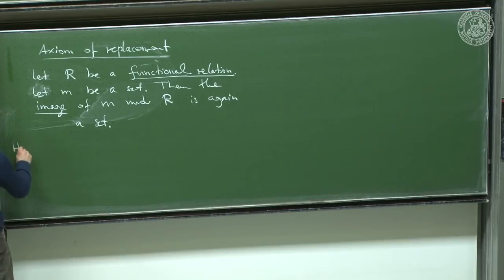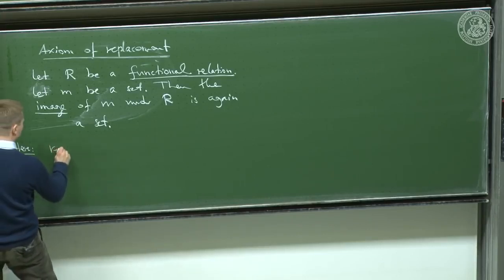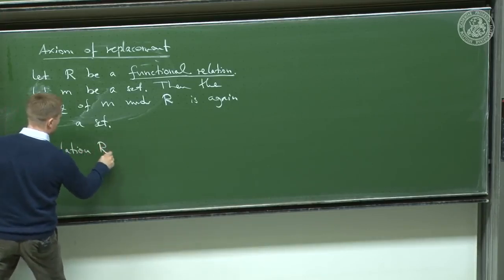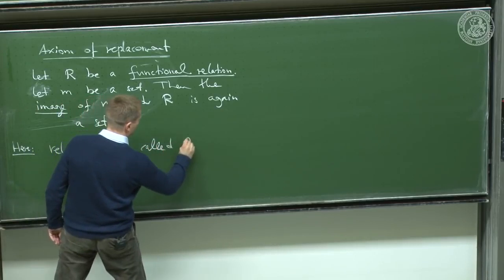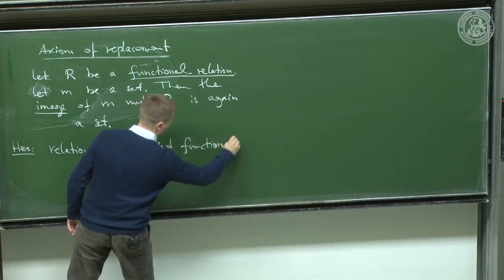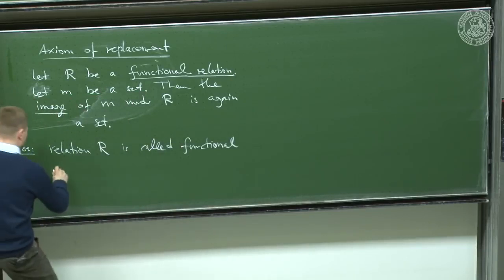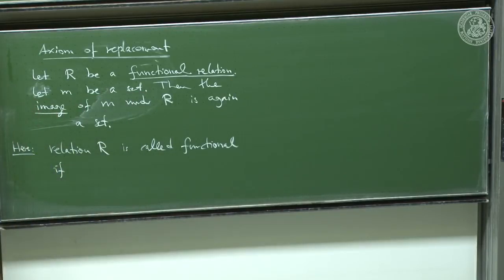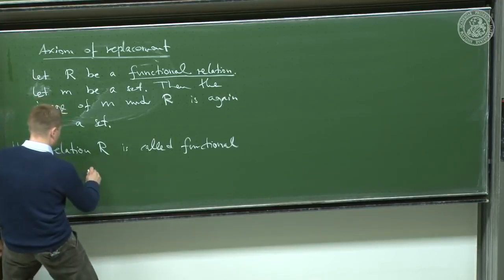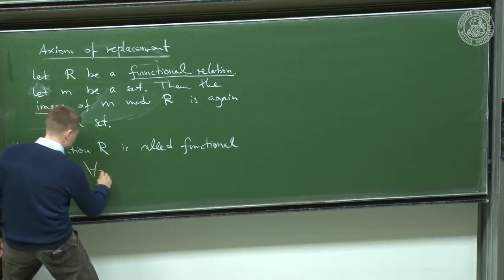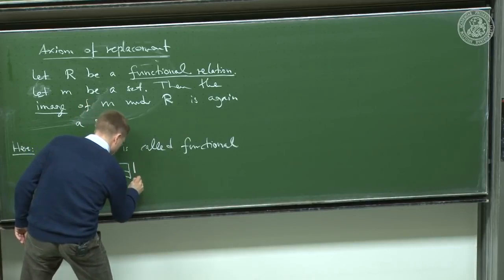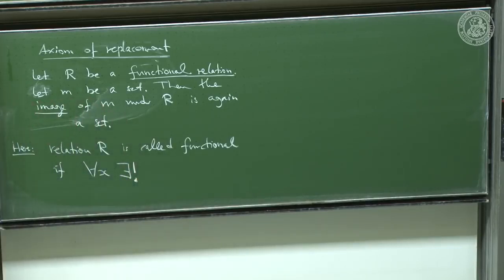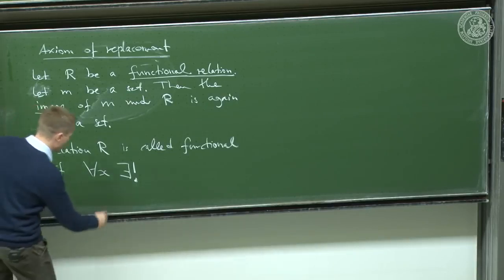Now, here, or everywhere, we have the following definitions. A relation R, remember, a relation is a predicate of two variables. A relation R is called functional if for every x there exists precisely, I didn't define this, but you know what it means, and you could define it precisely, so homework.